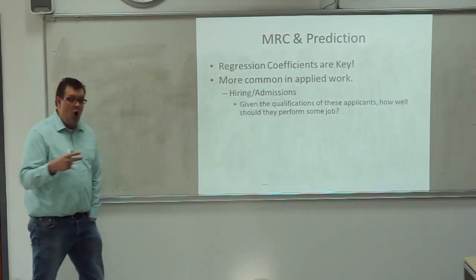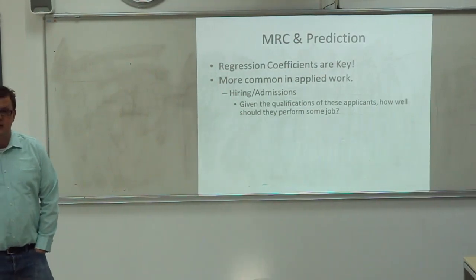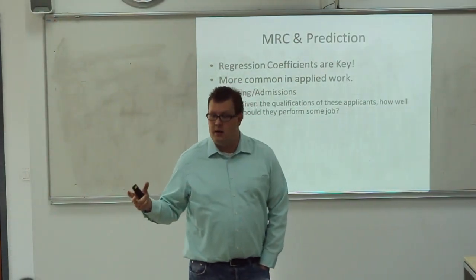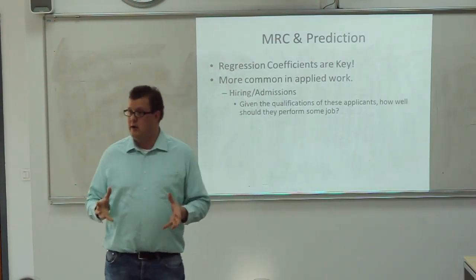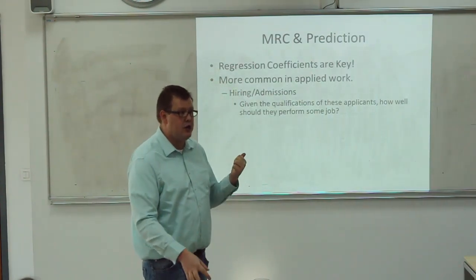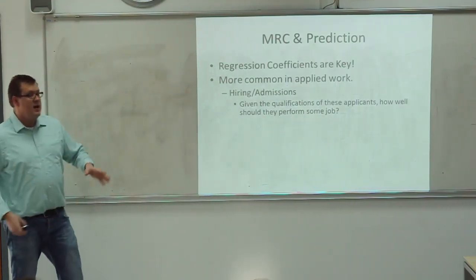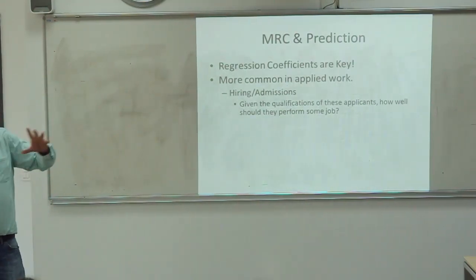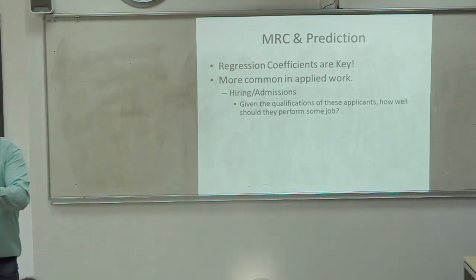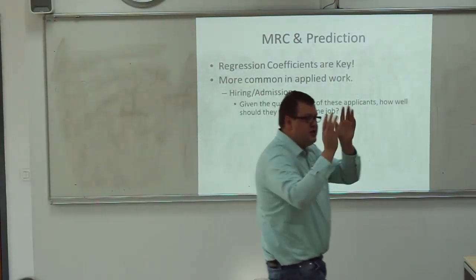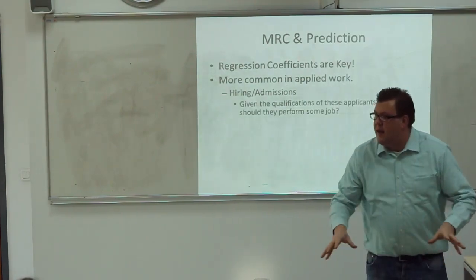So if we know what qualifications predict success, then we can create a model, right, and use regression coefficients to create some prediction, and we can basically rate our people, find out, okay, they have these qualifications, she has those qualifications, he has this qualification.